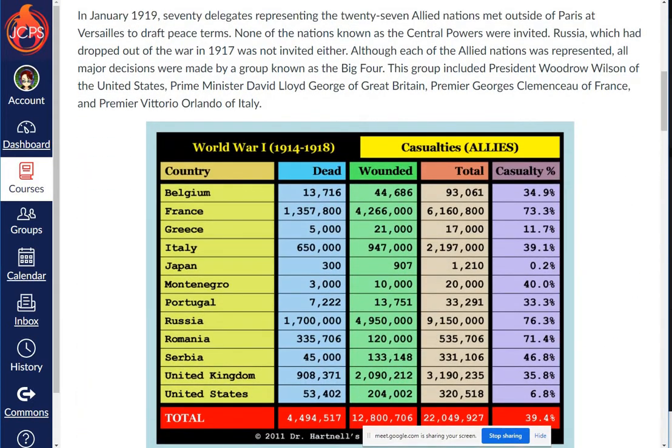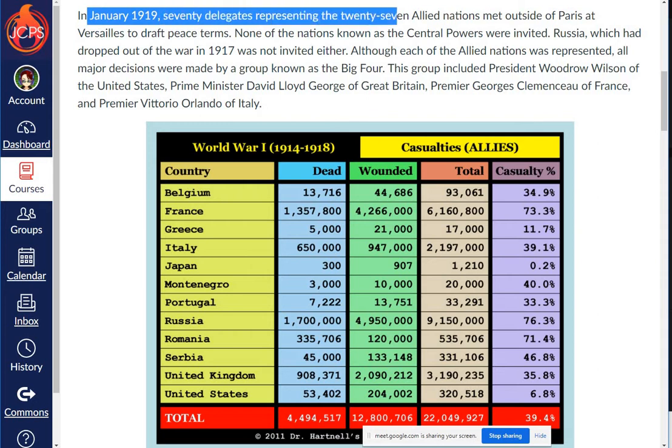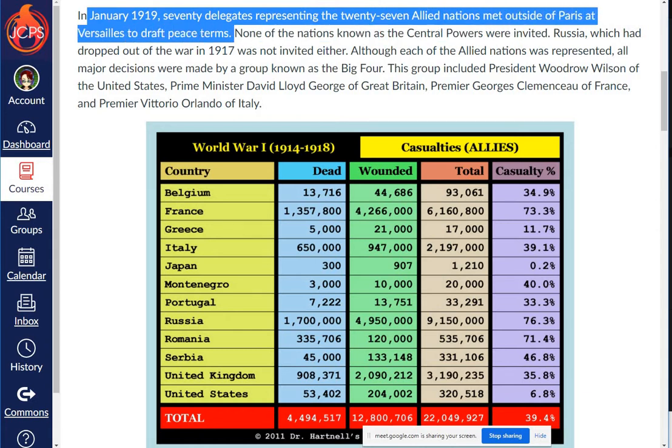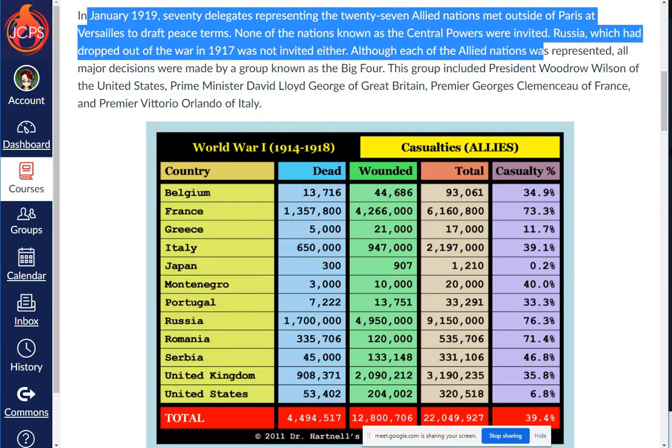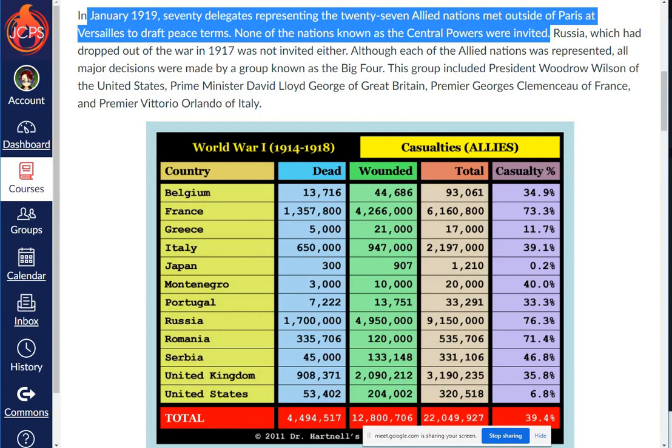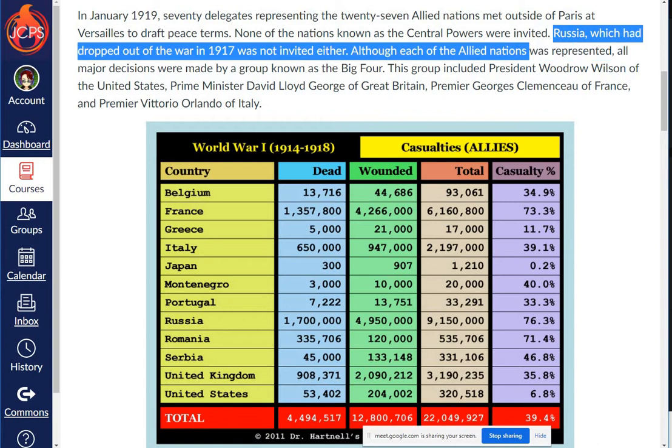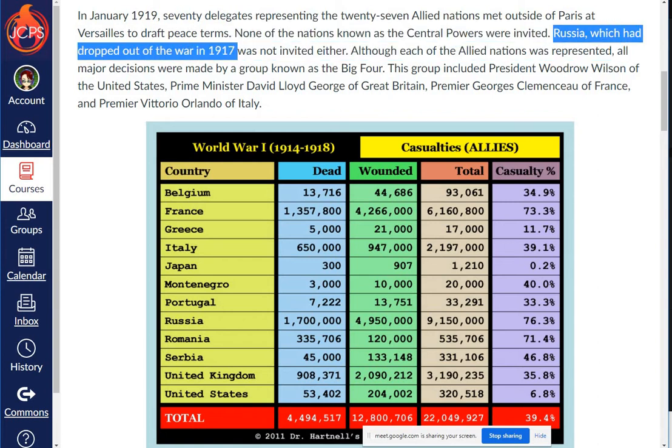In January 1919, 70 delegates representing the 27 Allied nations met outside of Paris at Versailles to draft peace terms. None of the nations known as the Central Powers were invited. So no Germany, no Ottoman Empire, no Austria-Hungary. Russia, which had dropped out of the war in 1917, was not invited either. So basically they were like, you left, so sucks for you. You don't get to be here.